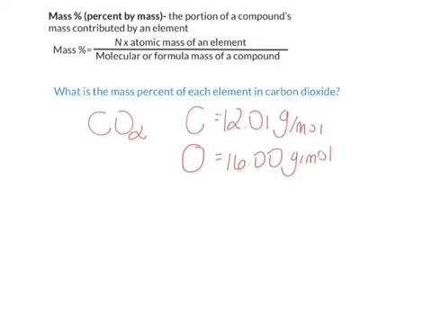Now, if we wanted to determine the percent mass that carbon contributes to the CO2 compound, we simply say that the percent carbon is equal to, since there's only one atom of carbon in the CO2 molecule, our N is 1, and we multiply that by 12.01. And then we divide by the total mass of CO2, which is 44.01 grams per mole.